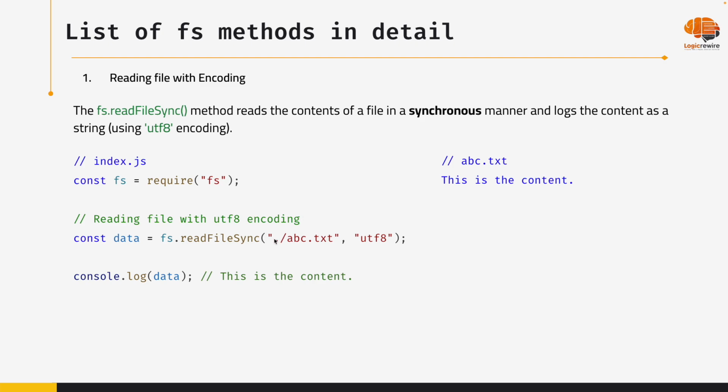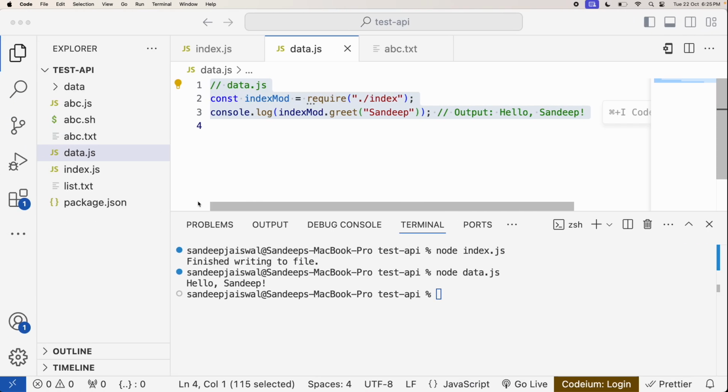So we are giving the path of the file. The path is ./ which means the file exists in the same directory. So we are just writing ./abc.txt. And here, if we give UTF-8, then it will print the content as it is, whatever is inside the file. But if you don't give UTF-8, it will print in the buffer format. So that we have to check. Let's try to check this.